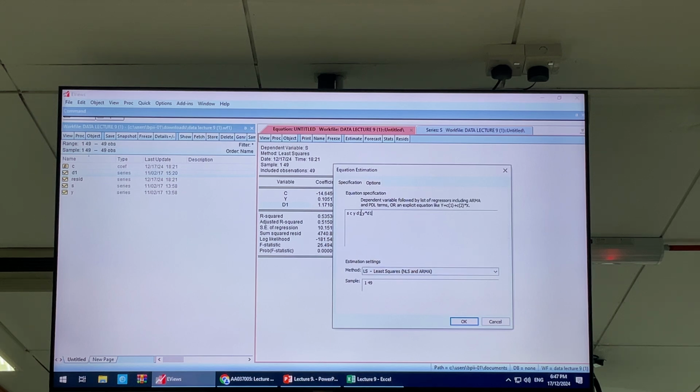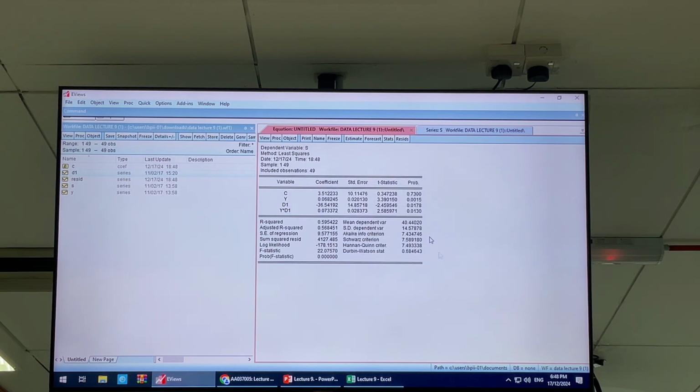Okay, so now in the model we have saving as the dependent variable, and then C for the beta 0 constant, the common intercept. Then we have the independent variable Y, income, and D1 to represent the dummy variable for female. This allows us to have a different intercept. In order to have a different slope, we add an interaction term between income and the dummy variable. Then just press OK, and you get the estimate.